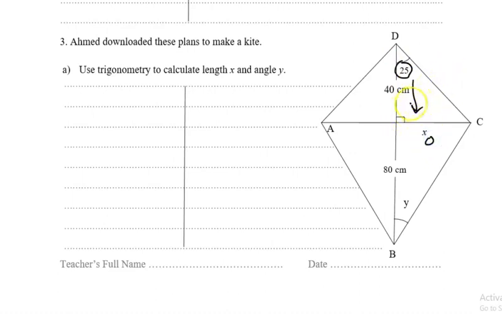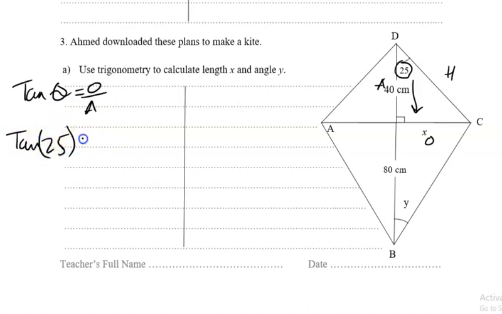This is my right angle. So the side opposite the right angle is the hypotenuse. So this is adjacent. So we have O and A, so we're going to be using TOA. So tan theta equals opposite over adjacent. So tan 25 is going to equal x over 40.